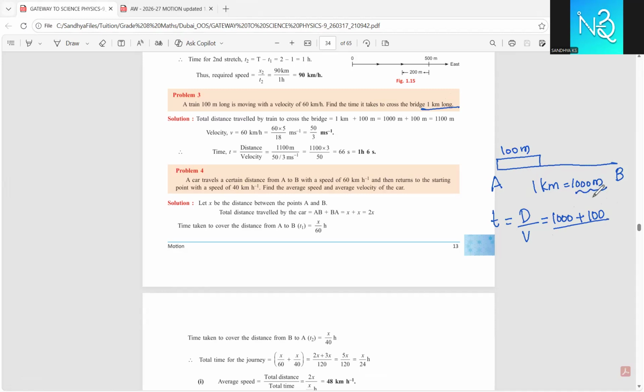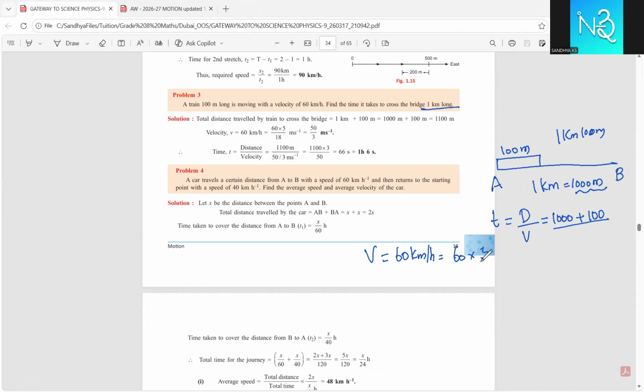Like that you can do, or you can do in kilometers, 1 kilometer plus this, but then it will become 1 kilometer, then 100 meter, like that. Anyway you need to convert, right? So that's the reason we have converted. Since you have converted the kilometer to meter, you need to convert the velocity 60 kilometer per hour to meter per second. So how will you do?